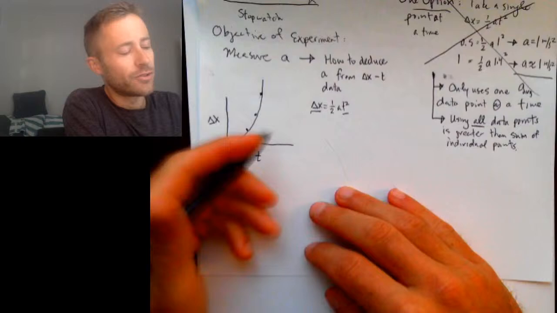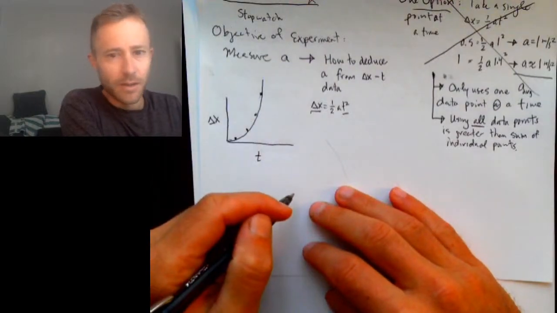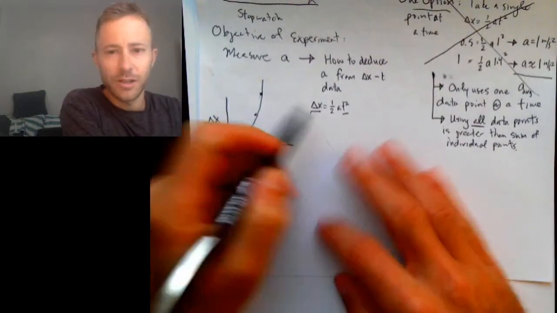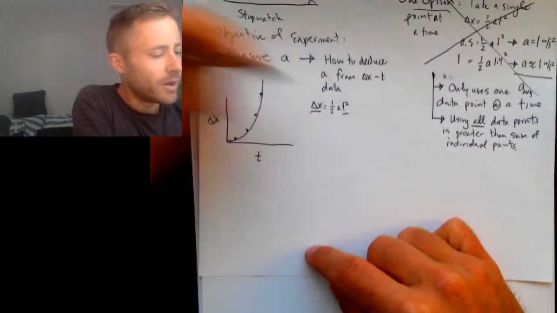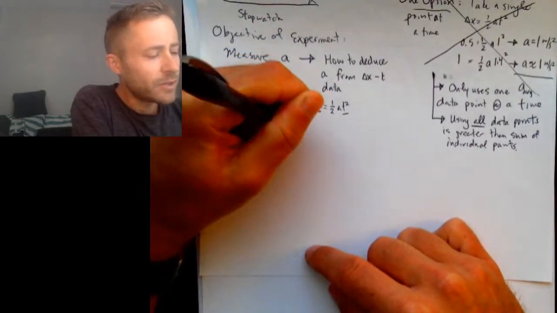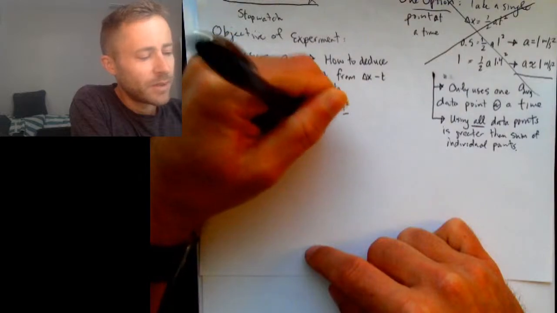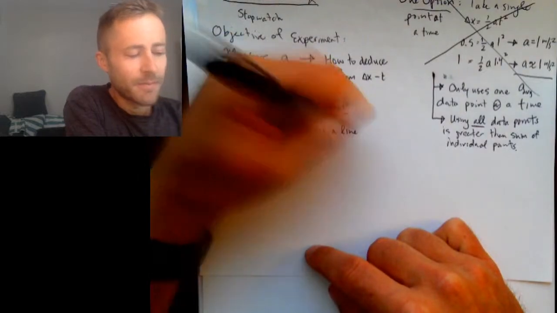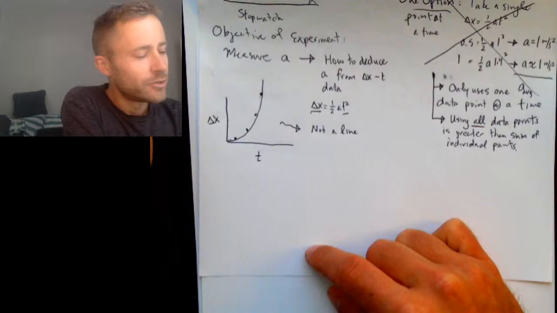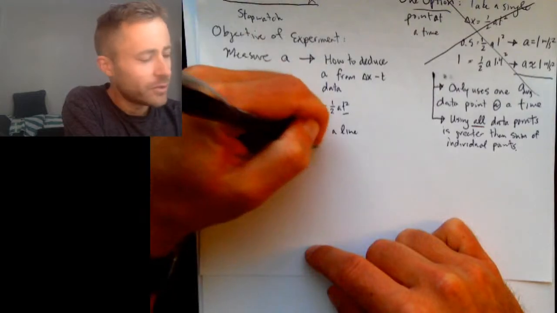But this is a problem. Because this relationship isn't linear. So this is not a line. So that makes it hard to analyze.